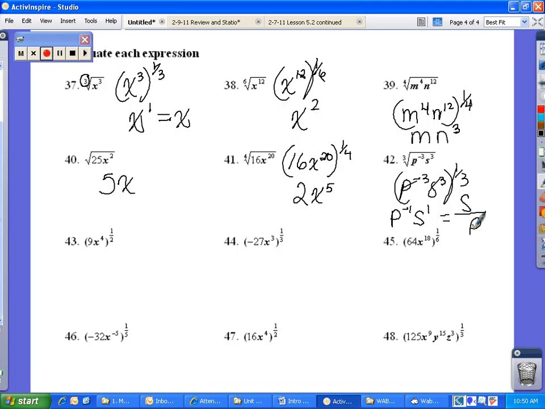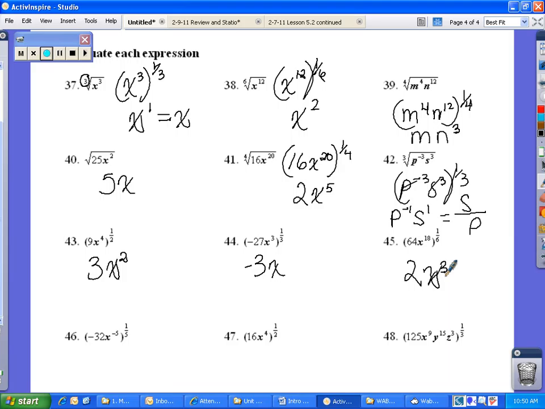For 43, again, both things are raised to the half power, so the square root of 9 is 3, or 9 to the half power, and 4 times a half is 2, so 3x squared. Negative 27 to the 1/3 power is basically negative 3, and then 3 times 1/3 is 1, so negative 3x. 64 raised to the 1/6 power is 2, and then 18 times 1/6 is 3, so that is x cubed.